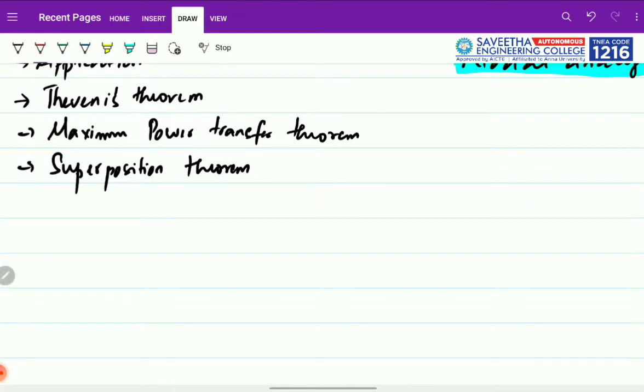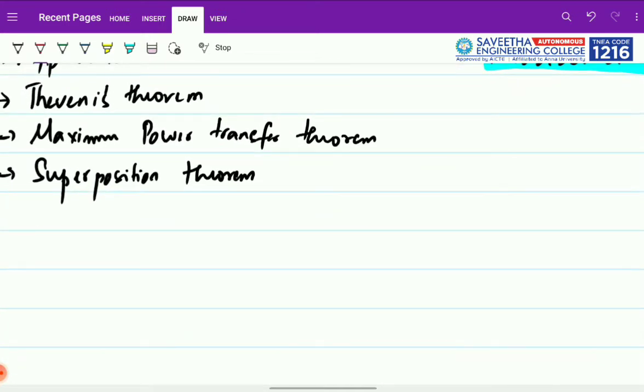In short, I will now tell you what you are going to see in these theorems, so that it will be very easy when I teach you the theorems in detail. In Thevenin's theorem, you will end up with a value called the open voltage, or you call it the open circuit voltage, called VOC, open circuit voltage.